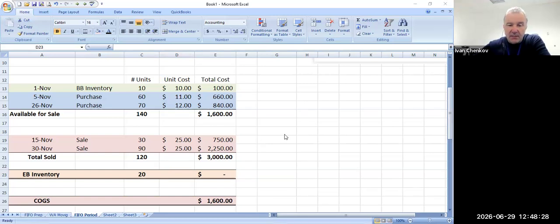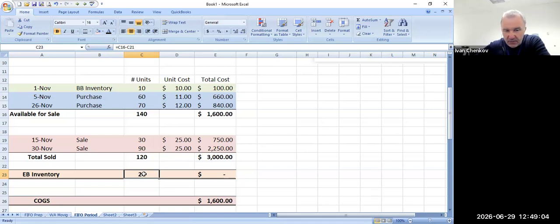So in the chat, I want you to tell me, if I'm using first in, first out, is it possible that the 20 units in my ending balance are from my beginning inventory? Is it possible? Is it clear for everybody that there is no way my ending inventory balance, when I'm using first in, first out, can come out of my beginning balance?